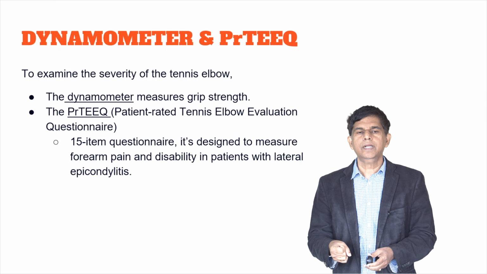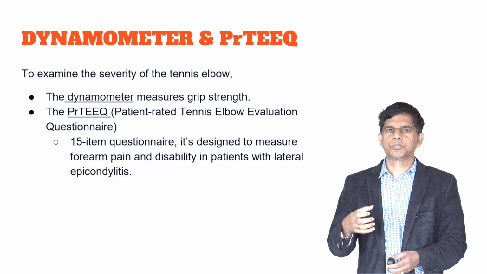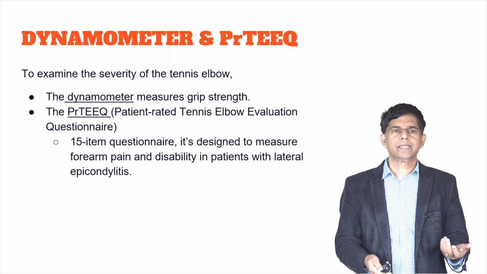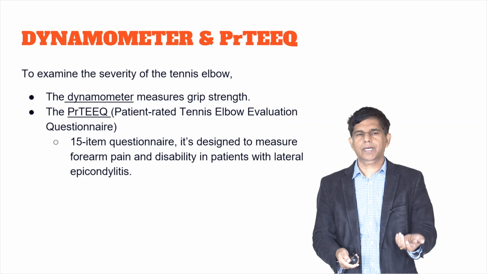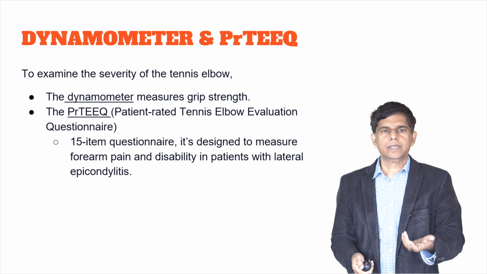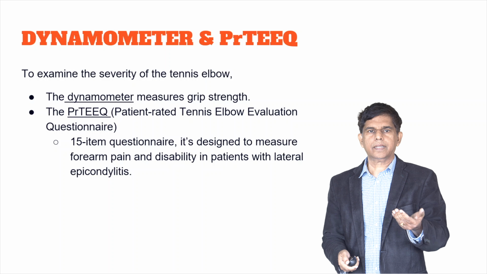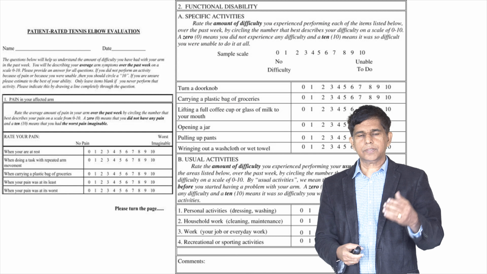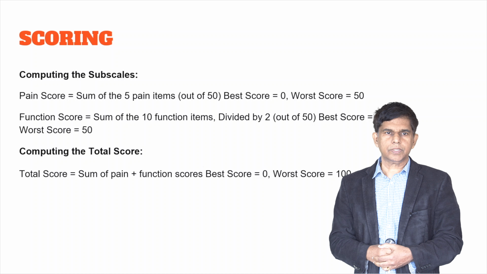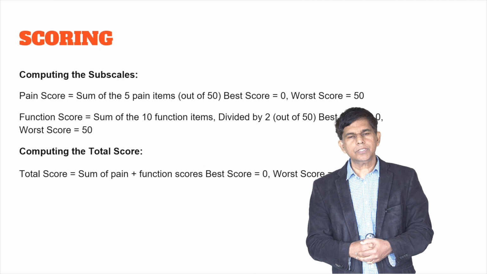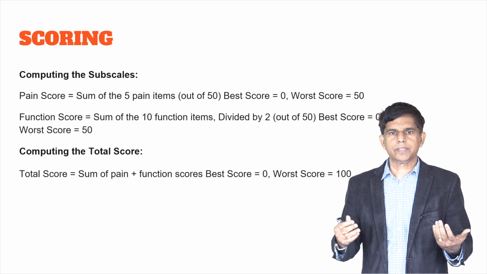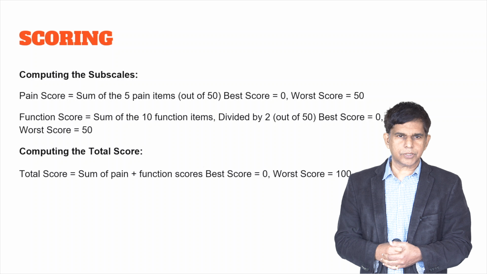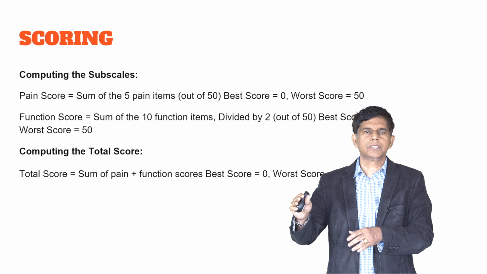Then you have the dynamometer, with which you can measure the grip strength. Okay, and there's a questionnaire. You can use the Patient-Rated Tennis Elbow Evaluation questionnaire, a 15-item questionnaire, the PRTEE. It is given right there, and I'm not going to go into all the details, but it's clearly given there. And then you take the score, like the pain score. You take the sum of the 5 pain items. The best score is 0, the worst score is 50. Then you calculate the total score, which is the sum of the pain plus function scores. The best score is 0, and the worst score is 100.